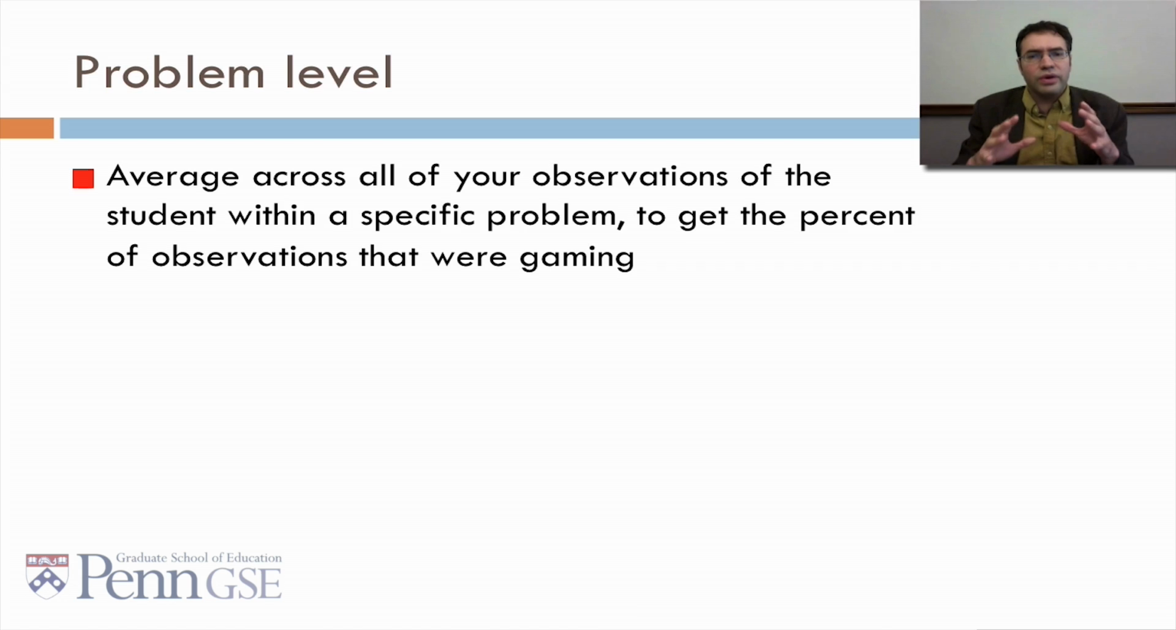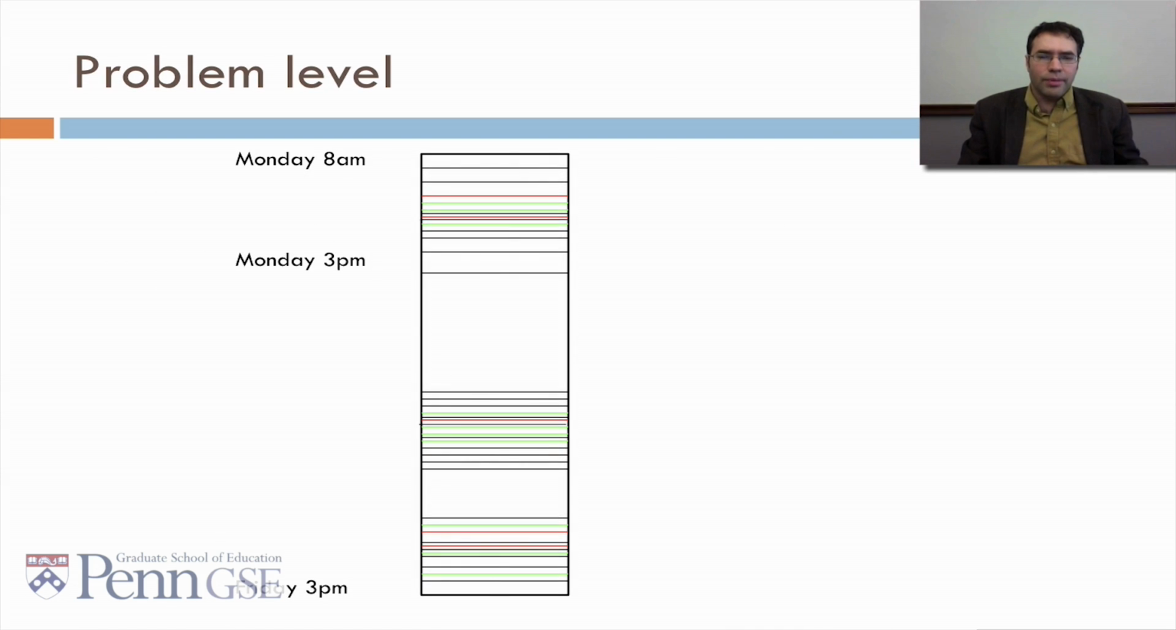At the problem level, you would average across all of your observations of the student within a specific problem. We're getting narrower and narrower to get the percent of observations that we're gaming. For example, if you say the black line splits problems, you might say, okay, we had a bunch of problems during this time. You can actually see that there's nothing going on in the middle, so the student probably wasn't using the system at all.